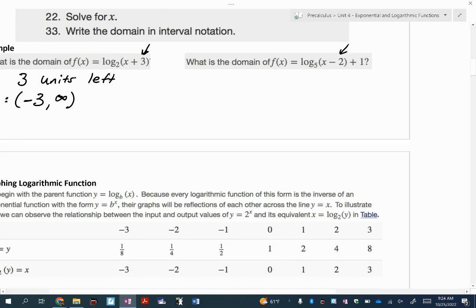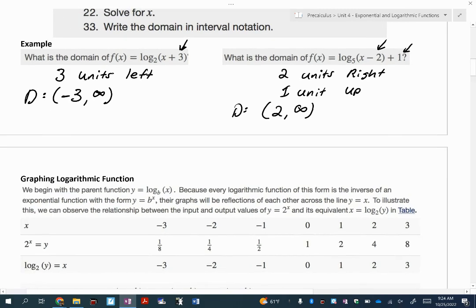All right, let's talk about this next one. You'll notice we have a horizontal shift of 2 units to the right. And we also have a vertical shift, that +1 is 1 unit up. Now, because we're talking about domain, that vertical shift is not going to have any impact on my domain. Yes, it would make the graph look different, but in terms of what x values I can use, it won't have an issue. So 2 units to the right, instead of starting with 0, we'll start with 2, and it's 2 to infinity. The key thing, guys, is make sure that you're not including that first number.